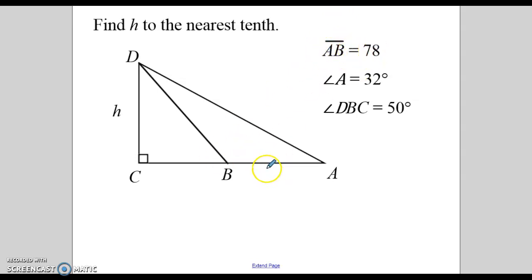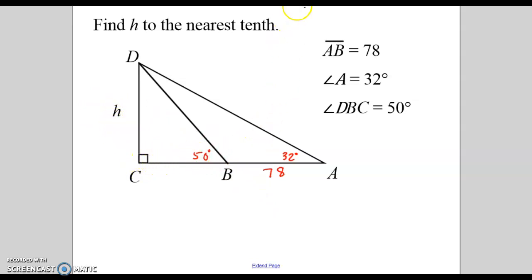Segment AB is 78, so that's the length between A and B. Angle A right here is 32 degrees. And then angle DBC is this angle right here, and that's going to be 50 degrees. Based on that information, my goal is to try to find this height right here.